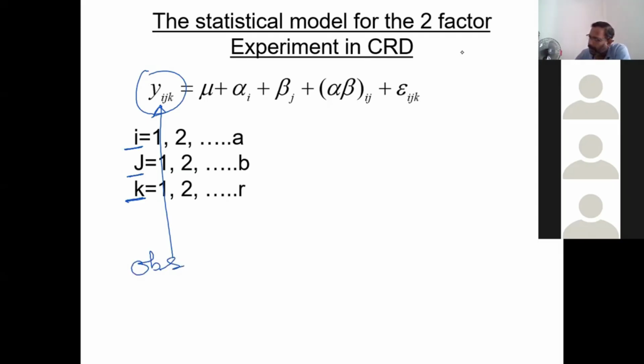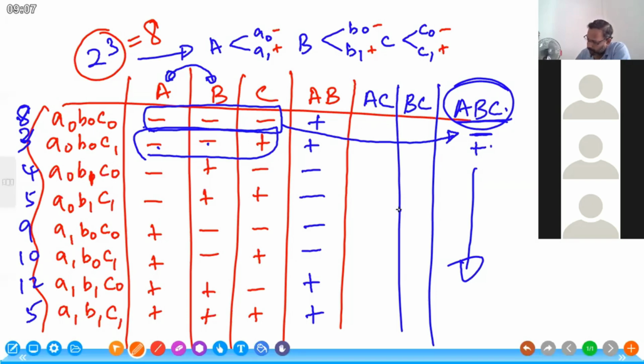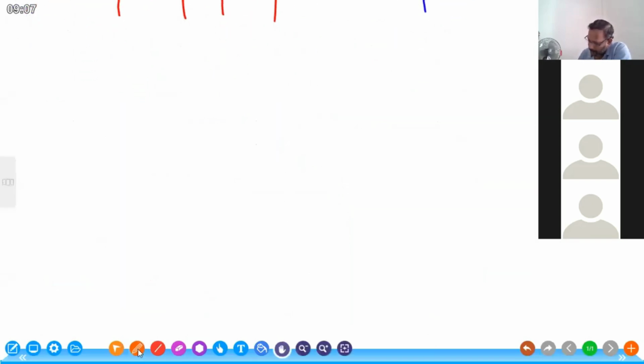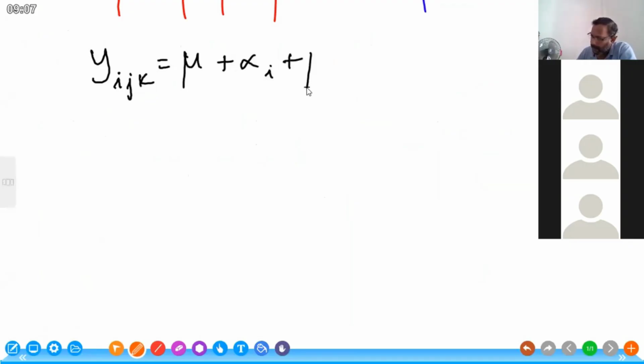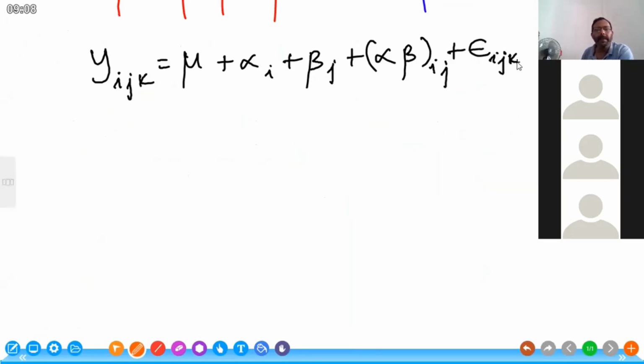I will use the other board, it is difficult to write it here. Yijk is equal to mu plus alpha i plus beta j plus alpha beta ij plus the error term. So this is what I have already given. So Yijk, how can we write?